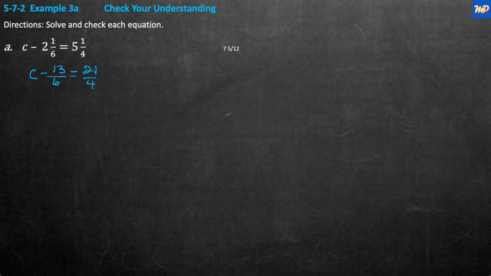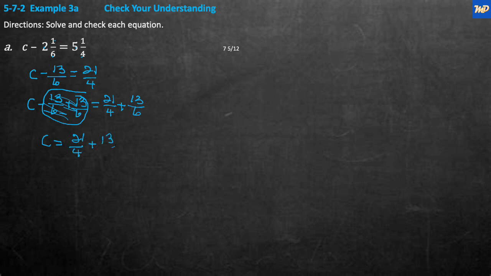C minus 13 sixths. So now we want to get the C by itself. In order to do that, we're going to write the C. We have a negative 13 sixths. We have to add a positive 13 sixths. And then that equals 21 fourths plus 13 sixths. And as before, we can take these, and I'm circling them, but we don't have to do that. I'm just doing it to show you. Those are gone. So now our answer is going to be C is equal to 21 fourths plus 13 sixths.